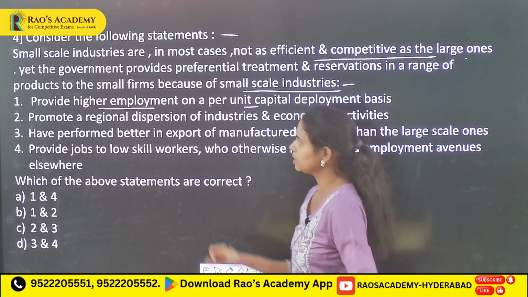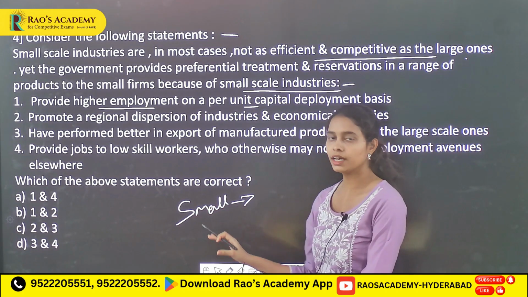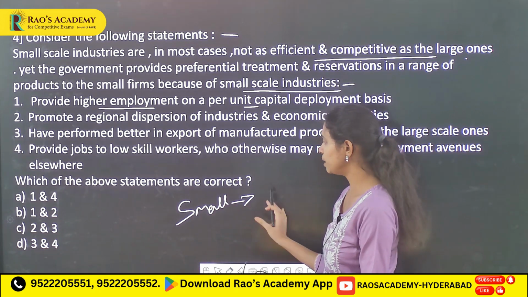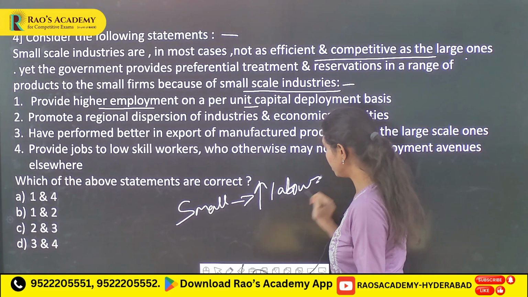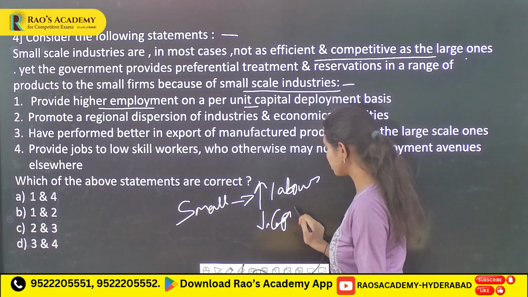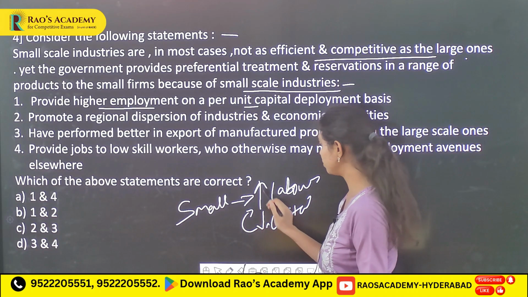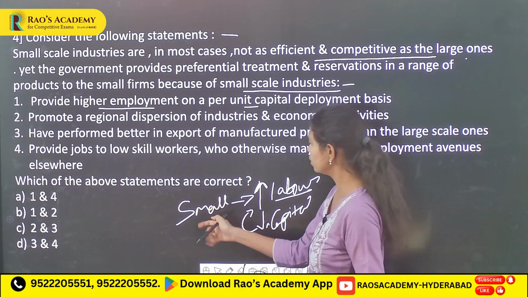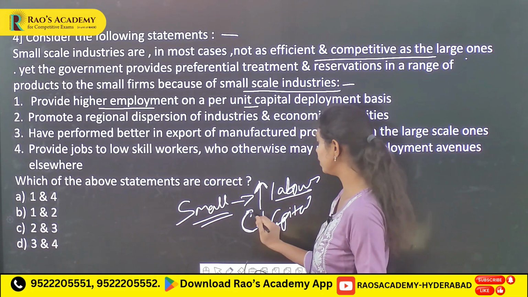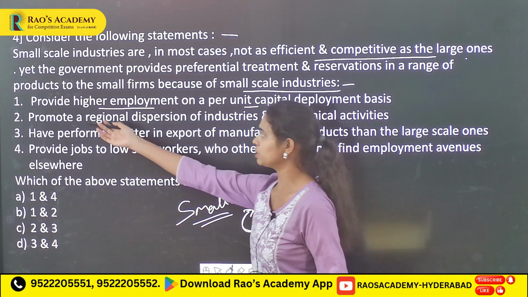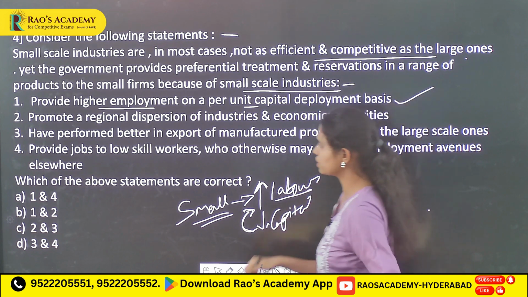If you see the first statement, usually these small scale industries are labor intensive industries. The term labor intensive industries refers to industries that deploy and employ a lot of labor with less capital. With less capital investment, they employ a lot of workers, which means they have a greater labor force. So usually these small scale industries promote employment through this kind of labor intensive industries. Here it is mentioned that they provide high employment on a per unit capital deployment basis. So the first statement is a correct one.